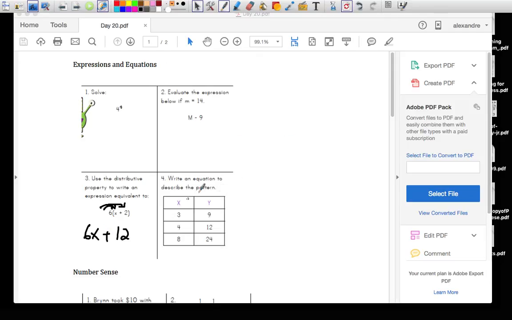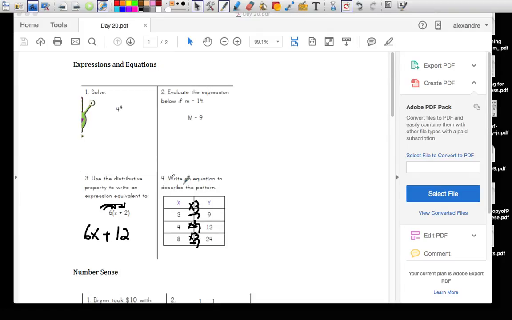Write an equation to describe the pattern. So what's happening here? Do you see a relationship going on over and over again? That one's easy, times 3. Times 3, times 3. So the relationship is times 3. So how do you write the equation?